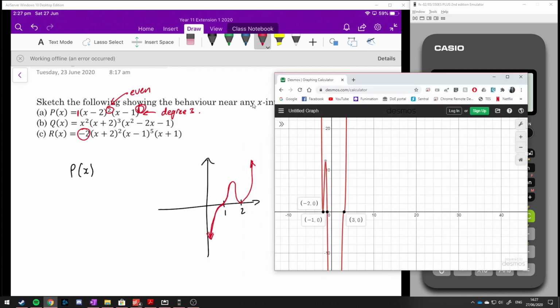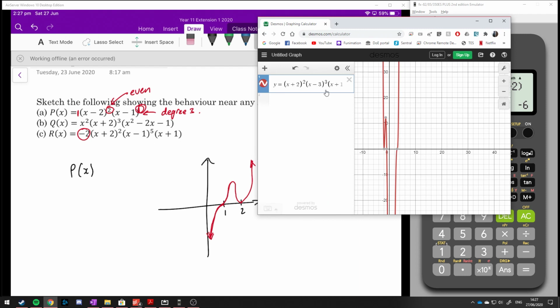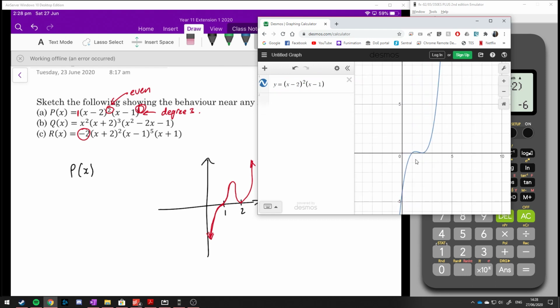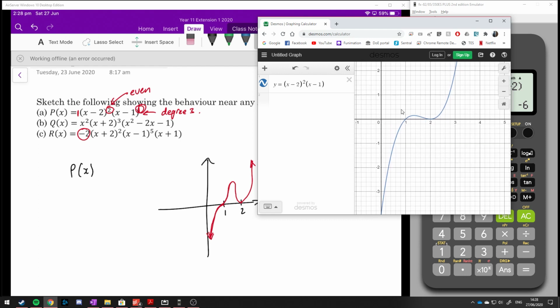If I quickly jump back on the Desmos, here we go. I'm going to put in y is equal to (x minus 2) squared, with the squared on the outside, not the inside, and then (x minus 1). Look at that, you can see that. I'm going to have to zoom in for this one, but that's pretty much what we've got, except obviously my bump's a bit bigger, so if I was to do it properly, it would be like that. You can see that too, that's it there. That's all we need to do to sketch these things.